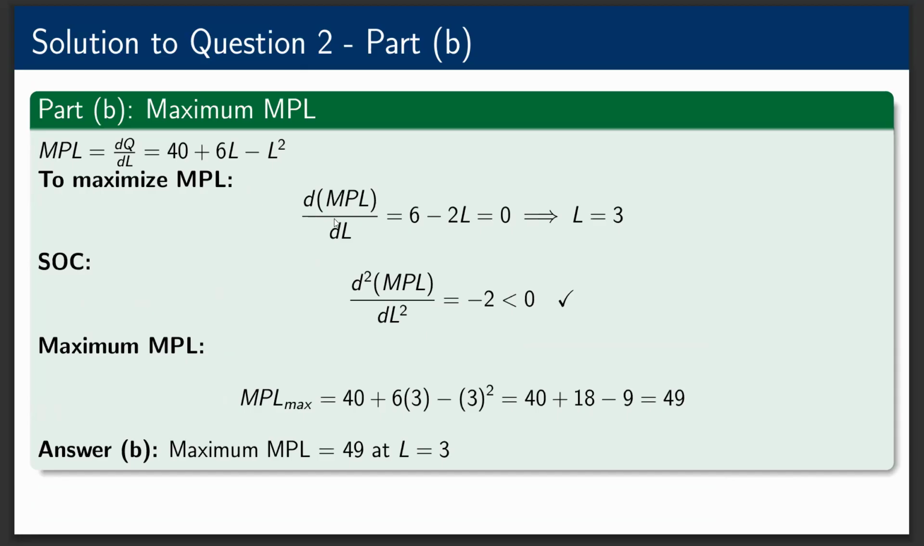So put the first order derivative of this MPL, that is 2L minus 6, equal to 0. Solve for it, we get L equal to 3. At L equal to 3, we have to find out whether the function is maximum or minimum. The second order derivative of marginal product of labor is minus 2, by default negative. So I can say at L equal to 3, my marginal product of labor is maximum. Clear?